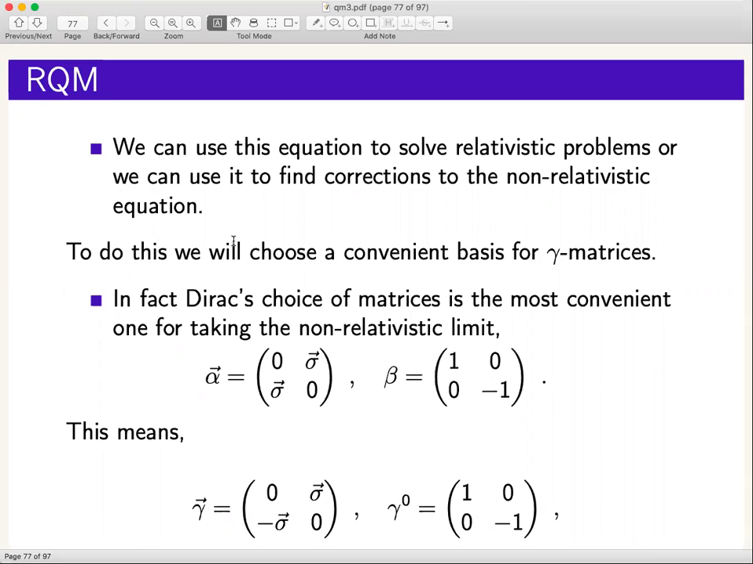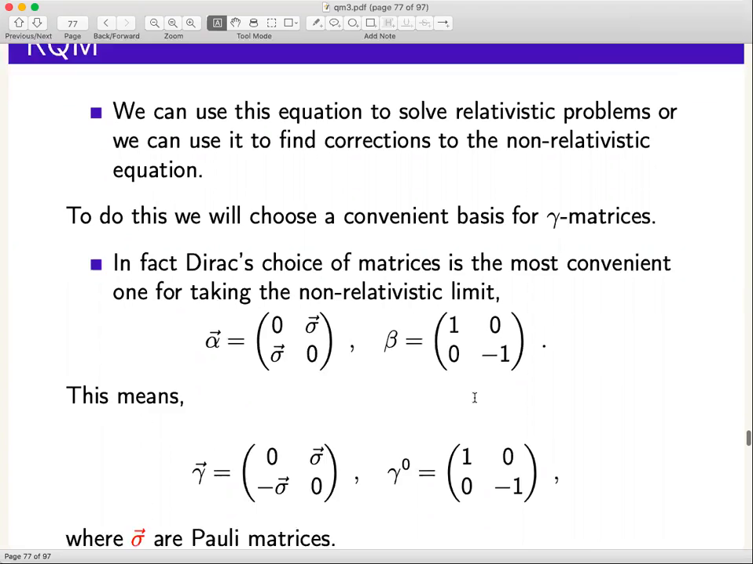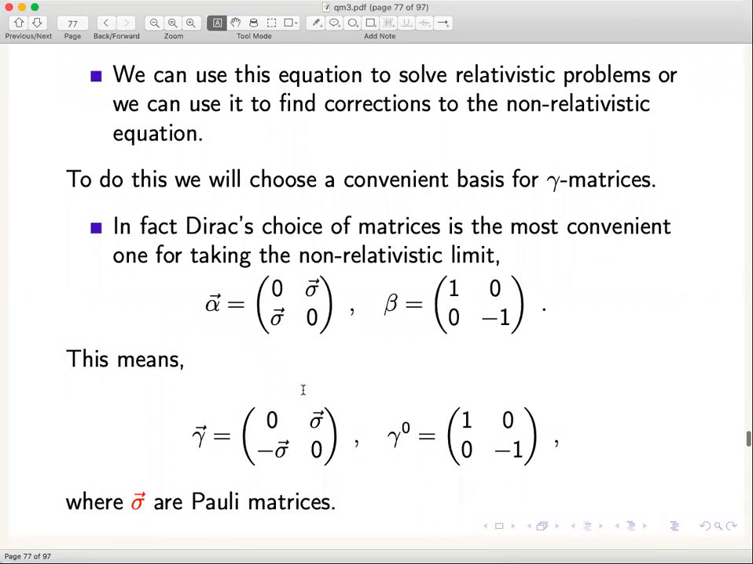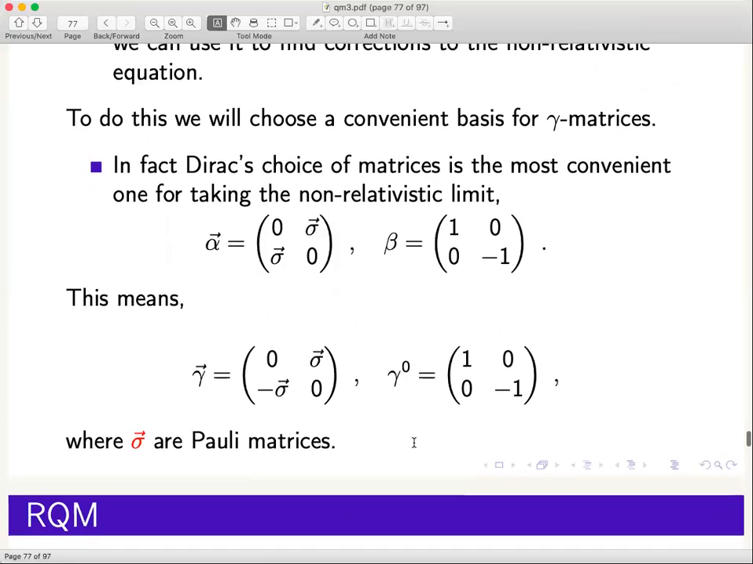Okay, so to do that, we need a convenient basis, and the convenient basis is where the alpha matrices are off diagonal and the beta matrix is diagonal. If you use that, then you find the gamma matrices are off diagonal, antisymmetric in terms of sigmas. So I shouldn't say they're antisymmetric because, for sigma 1 it will be antisymmetric, for sigma 3 it will be antisymmetric, but for sigma 2 it will actually be a symmetric matrix. So this form of writing is kind of misleading in suggesting that all gammas would be antisymmetric, but they are not. And γ^0 of course is the same as β, so it remains as it is.